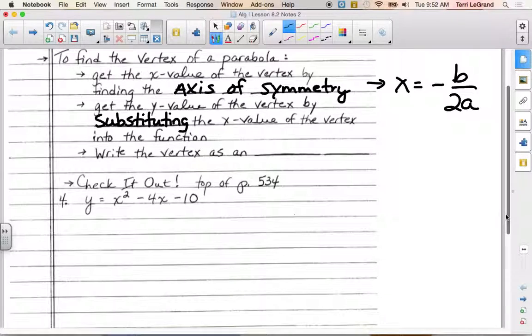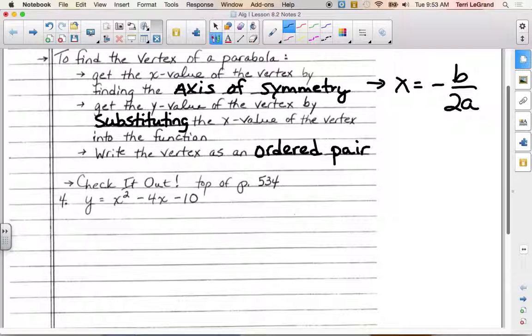And then we write the vertex as a what? As an ordered pair. It's a point. So we write it as an ordered pair. Whenever they ask you to identify, find, give the vertex, you give it as a point. It's an ordered pair on the graph.